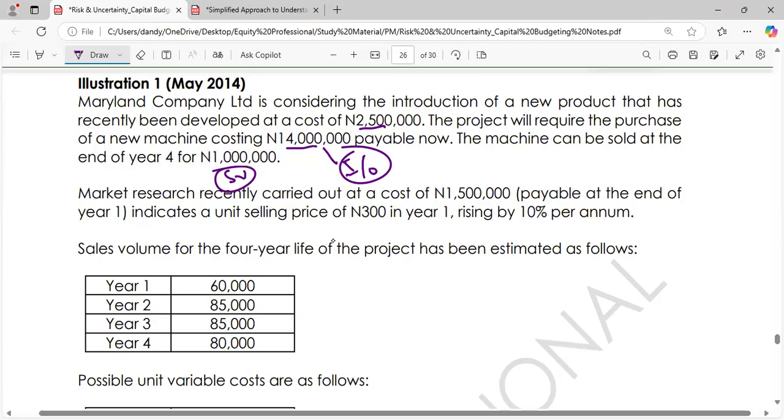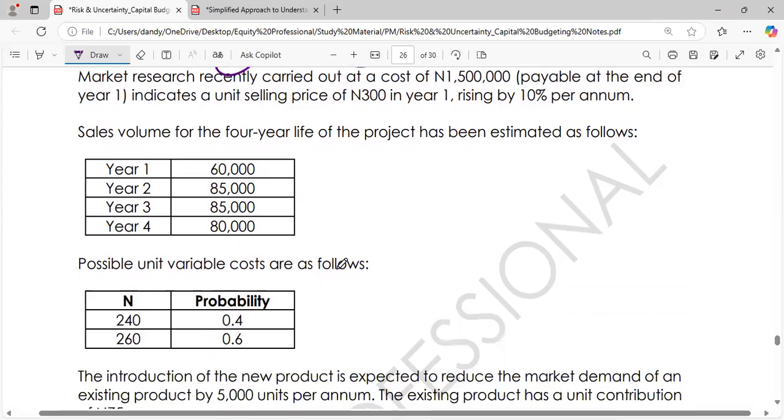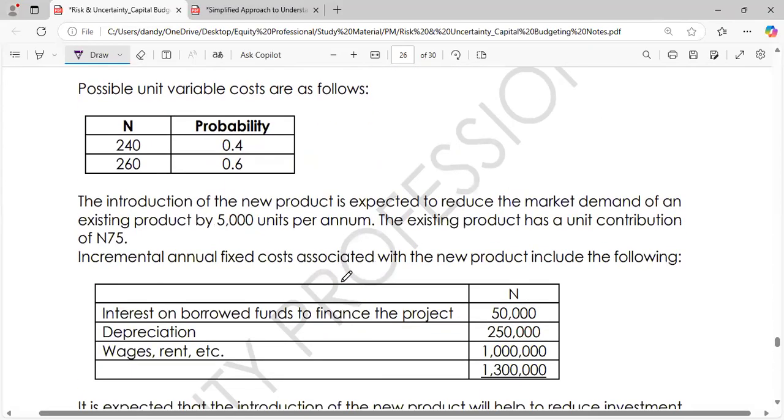Okay. Market research recently carried out at a cost of 1.5 million naira payable at the end of year 1 indicates a unit selling price of 300 naira in year 1, rising by 10% per annum. Sales volume for the 4-year life of the project has been estimated as follows. Possible unit variable cost as follows. The introduction of the new product is expected to reduce the market demand of an existing product by 5,000 units per annum. The existing product has a unit contribution of 75 naira.